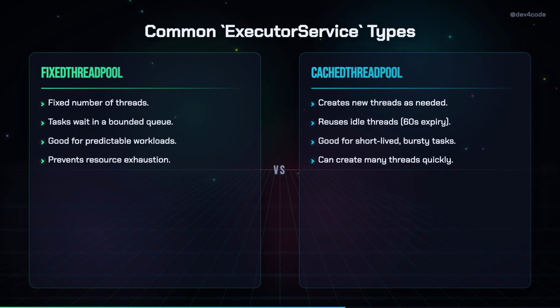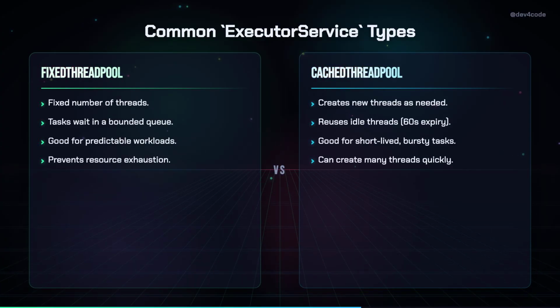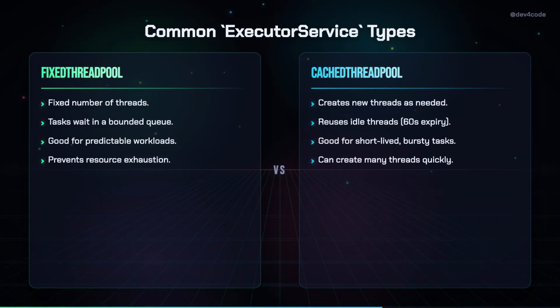In contrast, the cached thread pool creates new threads on demand and reclaims idle ones after 60 seconds. This is excellent for applications with many short-lived, bursty tasks, but beware. If tasks keep arriving faster than they complete, it can create a huge number of threads, potentially exhausting resources.